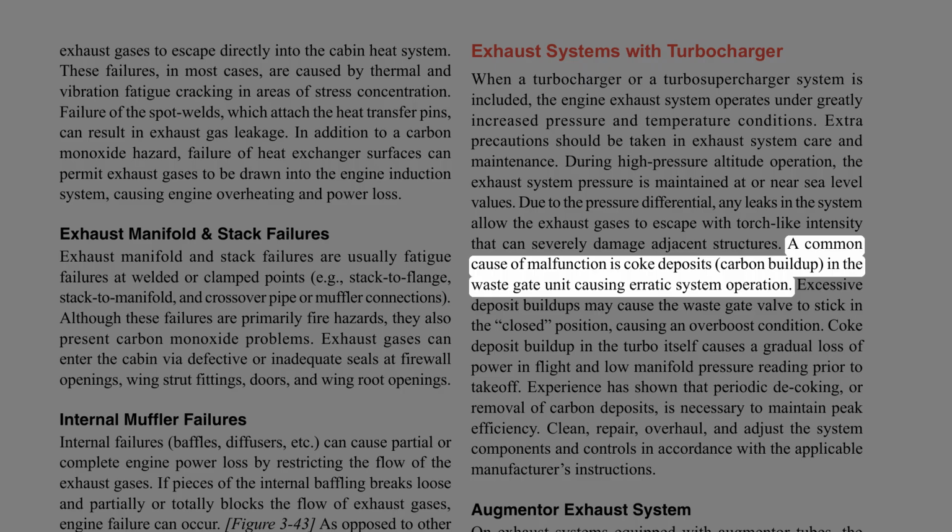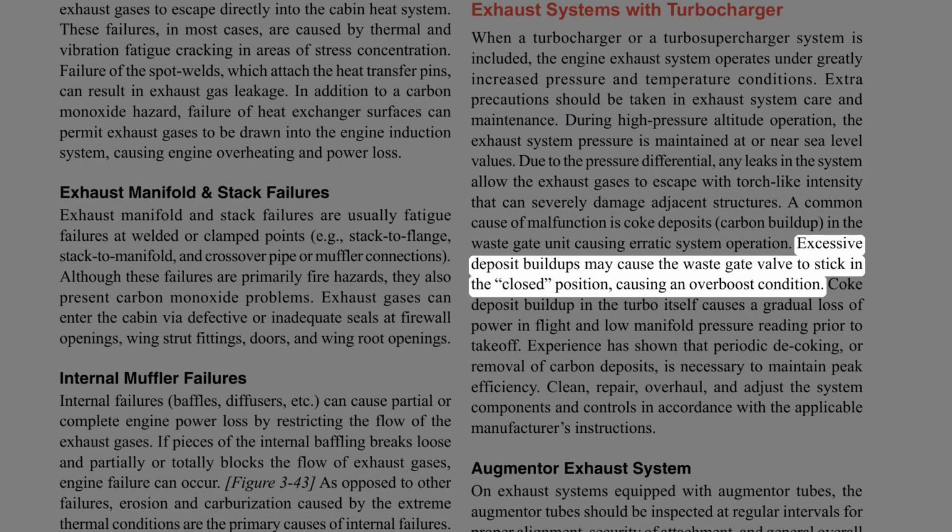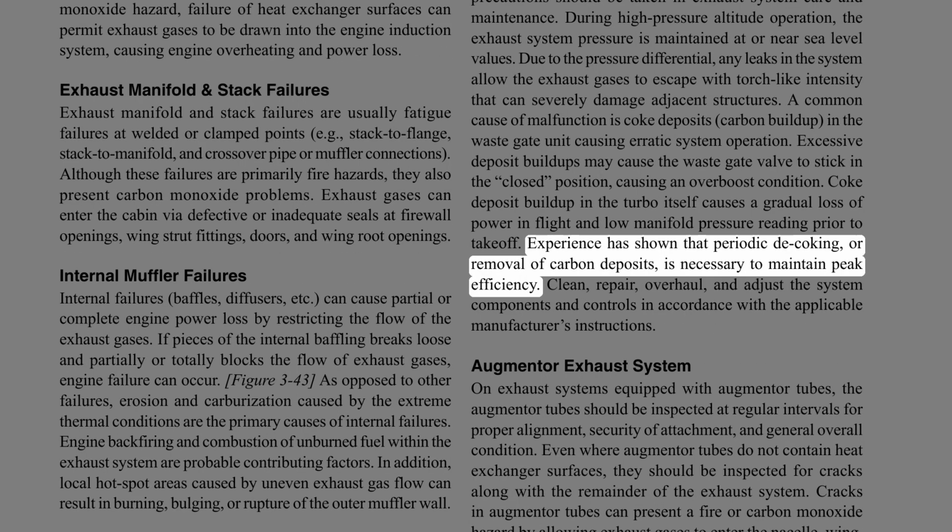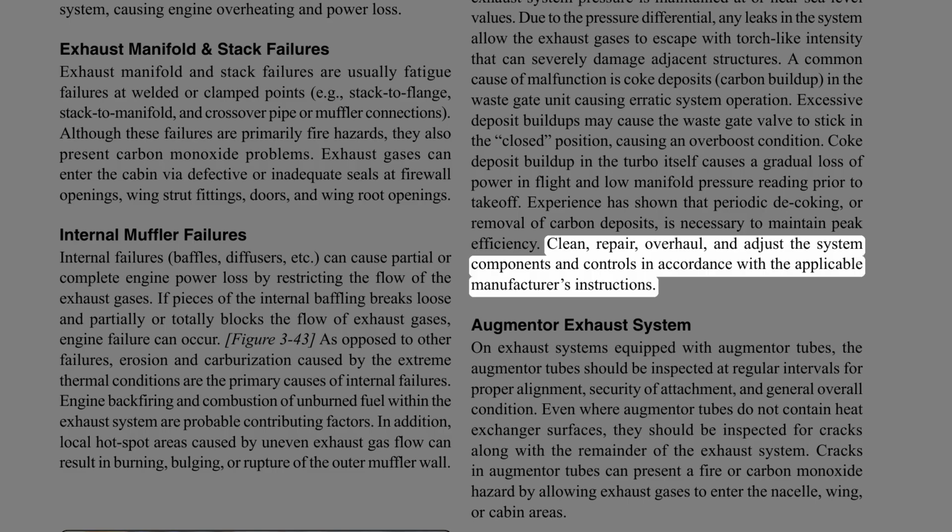A common cause of malfunction is coke deposits, carbon buildup, in the wastegate unit, causing erratic system operation. Excessive deposit buildups may cause the wastegate valve to stick in the closed position, causing an overboost condition. Coke deposit buildup in the turbo itself causes a gradual loss of power in flight and low manifold pressure reading prior to takeoff. Experience has shown that periodic decoking, or removal of carbon deposits, is necessary to maintain peak efficiency. Clean, repair, overhaul, and adjust the system components and controls in accordance with the applicable manufacturer's instructions.